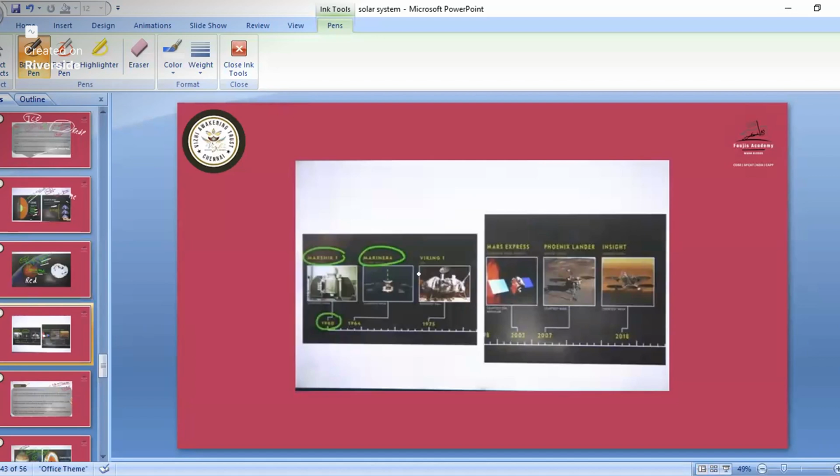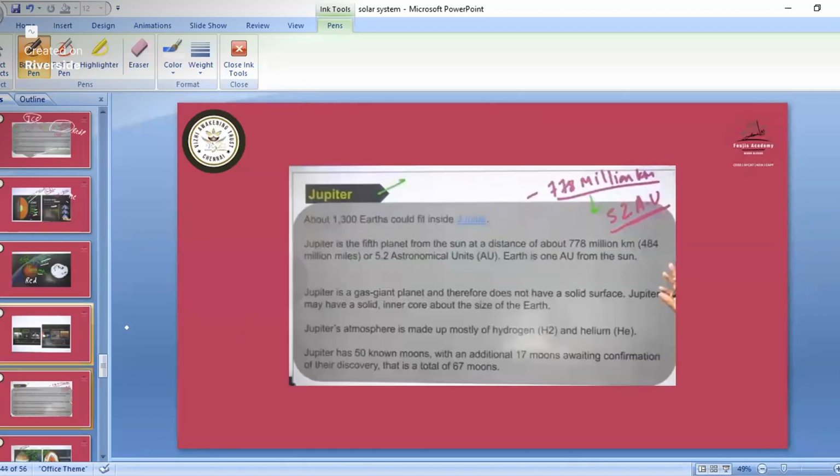Okay. Now we'll see about the spacecraft sent to Mars. There were many spacecraft sent to Mars: Mariner 1, Mariner 4, Viking 1. This one was sent by USSR, then this one was sent by NASA, then Viking 1 is sent by the European Space Agency. Then Mars Express in 2003. Then the Phoenix lander, sent by NASA. Then InSight, sent by NASA. And many have been sent, even our country has sent one, so study about that also. That's all about Mars.